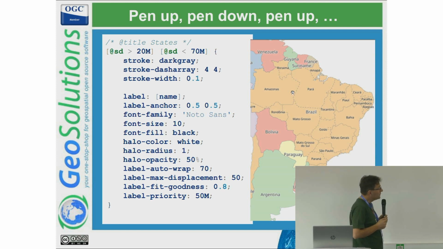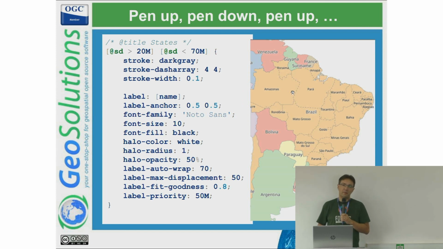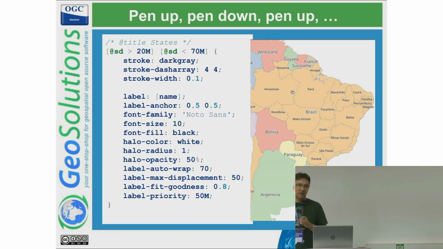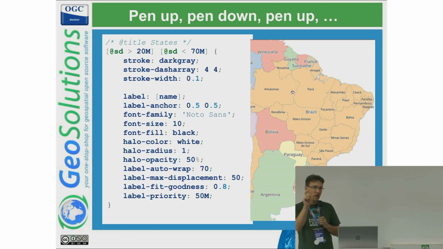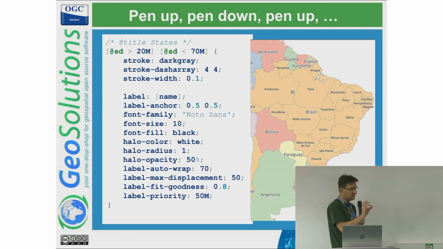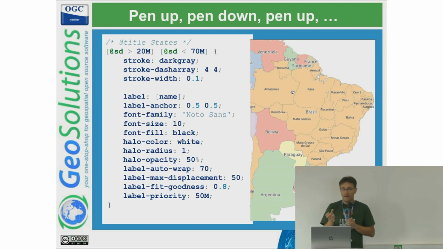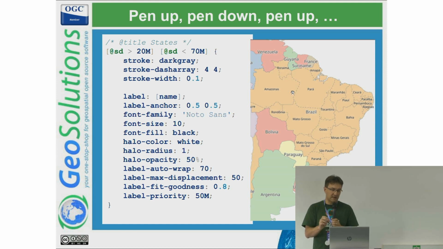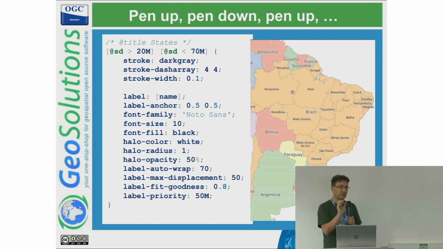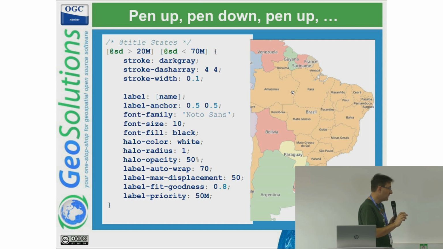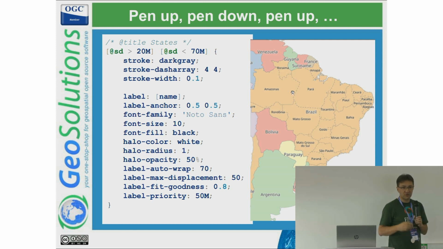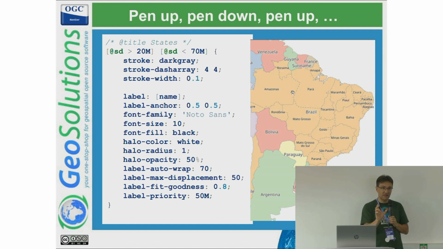Another interesting thing about choices made in this style is the label-fit-goodness property. This property, which is normally called the goodness of fit, is the relationship between the sides of the label and the sides of the polygon that it's labeling. We don't want the label to be too big compared to the polygon, otherwise it would just hide away the polygon. So the idea is that normally GeoServer would display a label only if it fits at the very least 50% inside the polygon. That's the default value for that property. In this case, we pumped it up to 0.8, so 80%. So most of the label is actually inside the polygon.